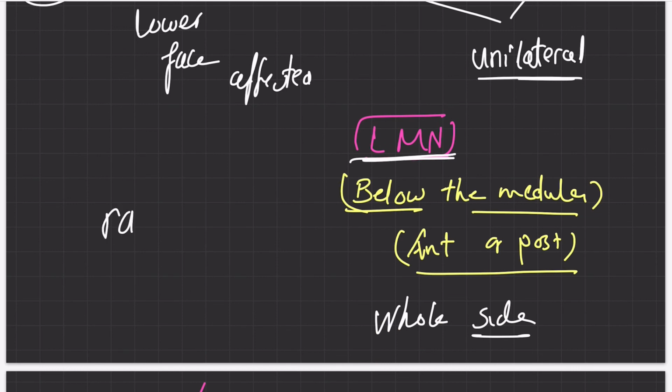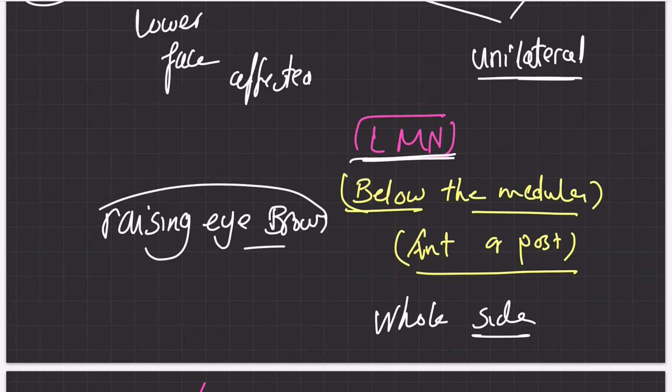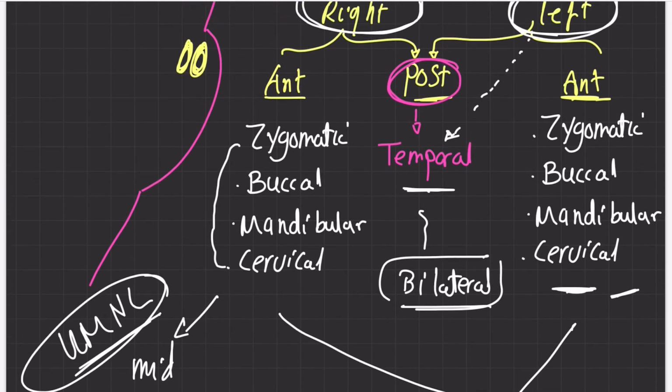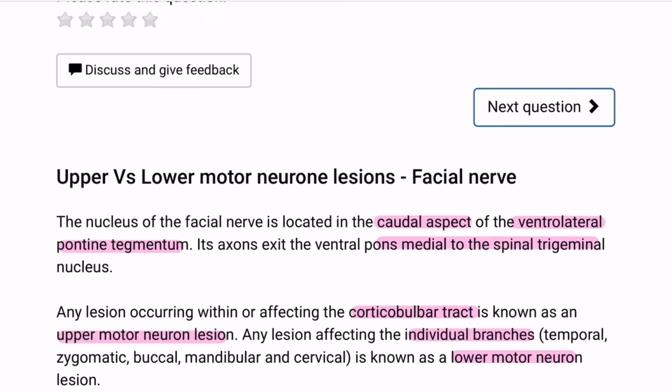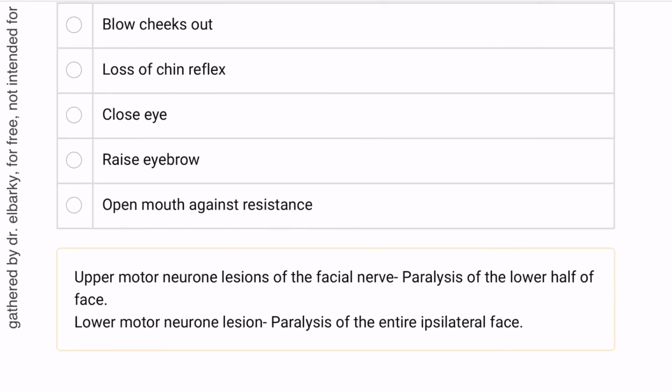Okay, I hope that makes sense. So the most important test here to differentiate between upper motor and lower motor neuron is raising the eyebrow. Why? Because the temporal nerve function is basically for levator palpebrae superioris, so raising the eyebrow differentiates between upper motor neuron and lower motor neuron.